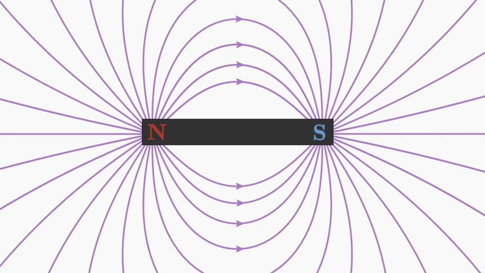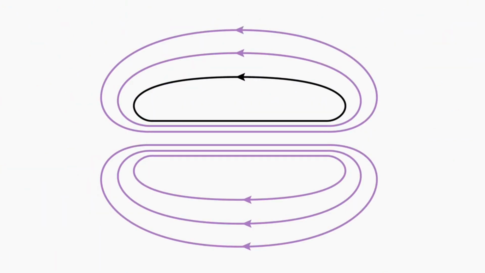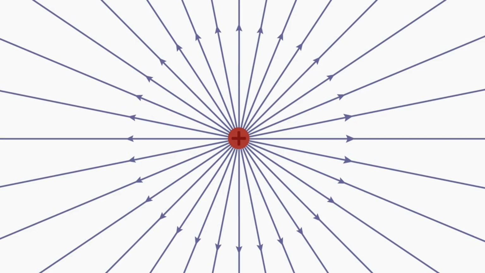That means there is no magnetic north pole or magnetic south pole that occurs alone. North pole as a source and south pole as a sink always occur together. Magnetic field lines are closed loops. Electric field lines, on the other hand, do not have to be closed, but can, for example, go to infinity, like the field lines of a point charge.